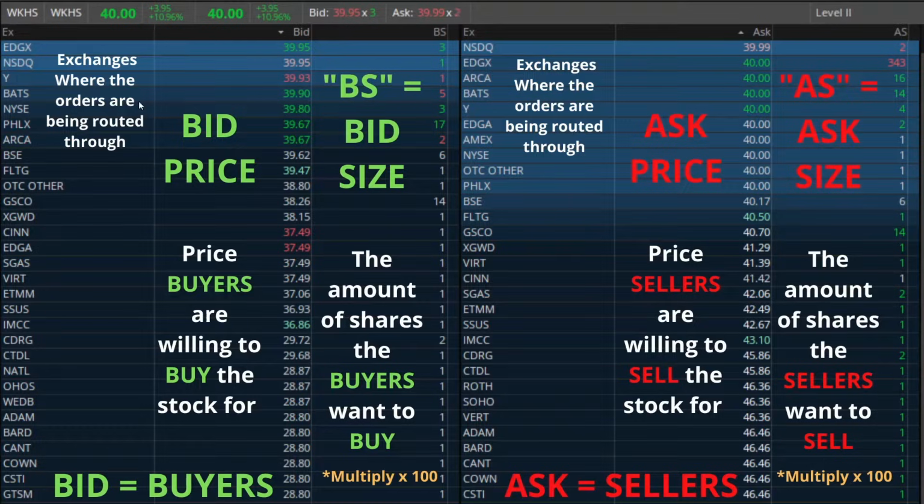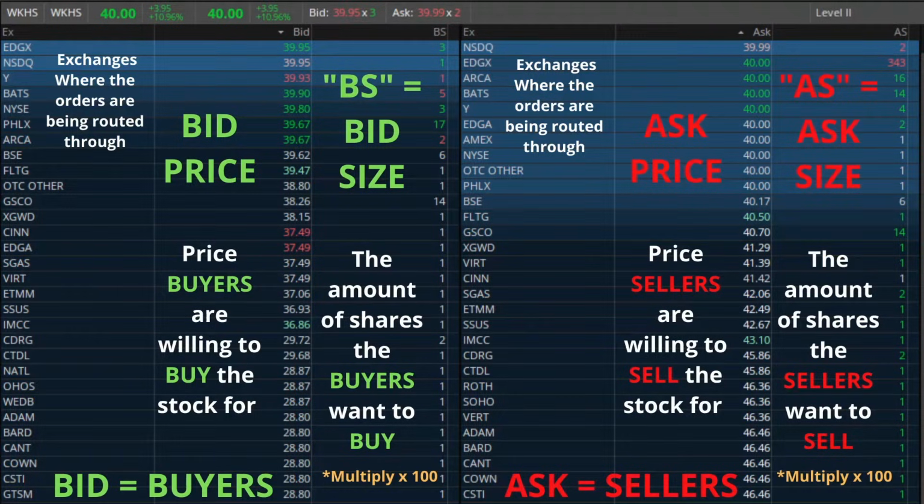And the left side, let's just split the screen up in half. On the left side, we have the bid and we have the buyers. And on the right side, we have the ask, which are the sellers. Keep in mind, these are passive participants. They are passively waiting for the market to come to them. They have a limit order if they're looking to buy on the bid and a limit order to sell on the ask.